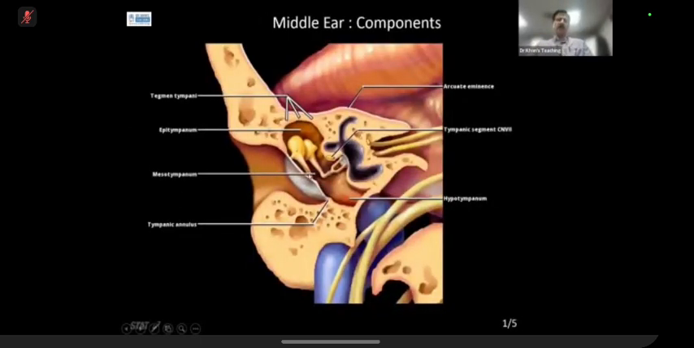Now look here, same thing, but a bit of a close-up. This is the malleus, incus, and then this is the stapes. This part is known as the epitympanum. This is known as the mesotympanum. This is known as the hypotympanum. Now, if you see superiorly, this is the roof, which is known as the tegmen tympani. Now, various portions of the ossicles.